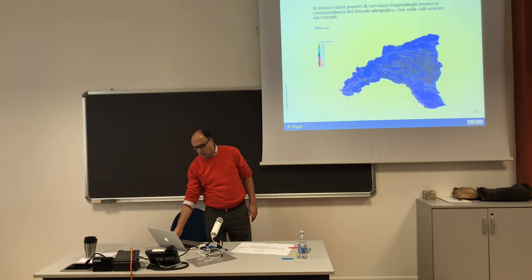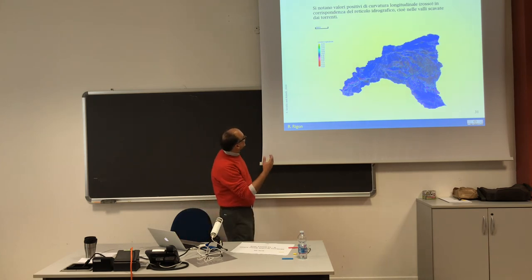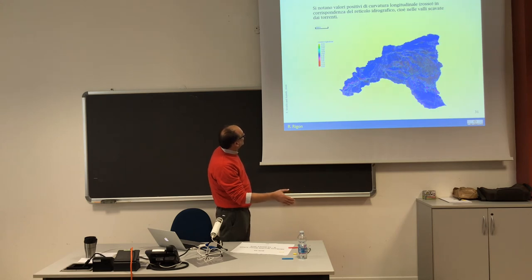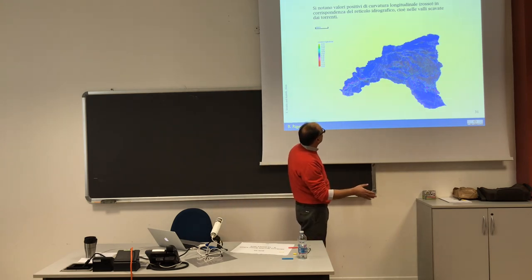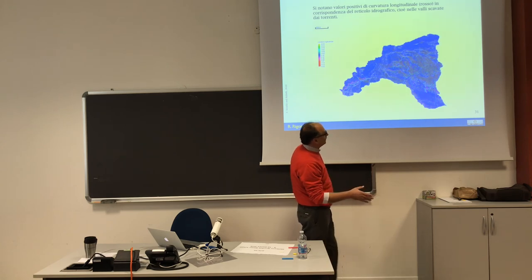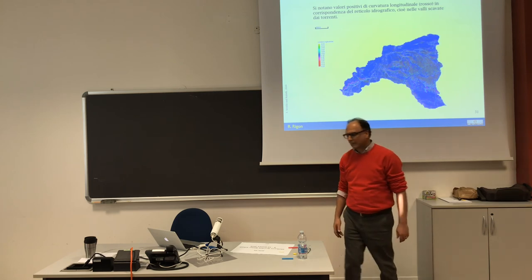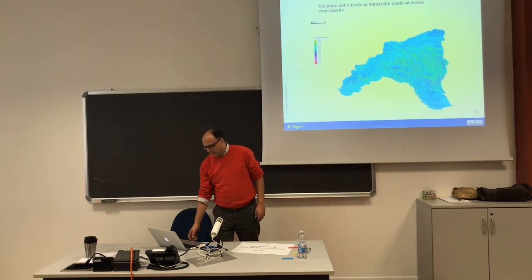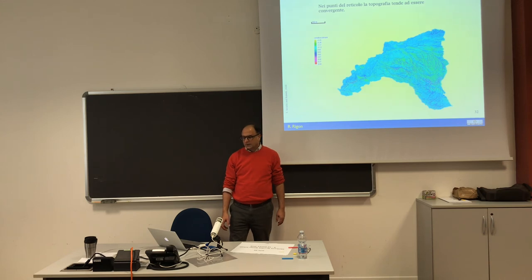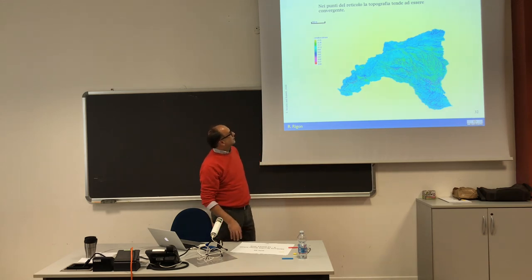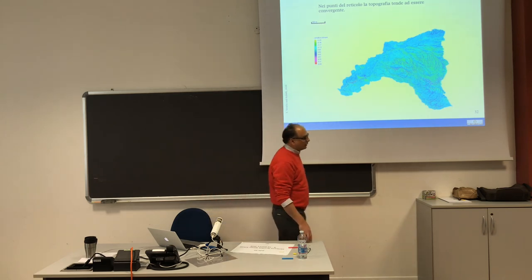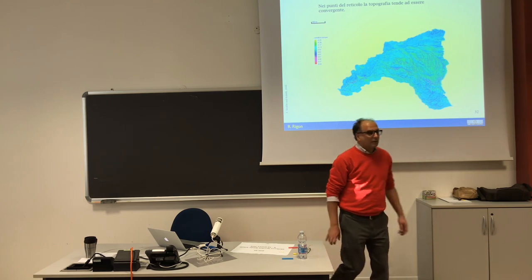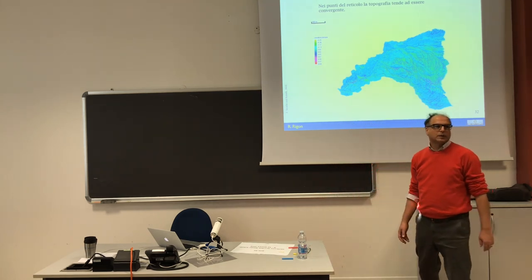This is in Italian. I forgot to change the things. However, what is written is, if we have a positive value of the profile curvature, in red, this corresponds to the hydrographic network, the river network, and it is in valleys. And under the same type of interpretation, in the points of the river networks, the topography tends to be convergent.